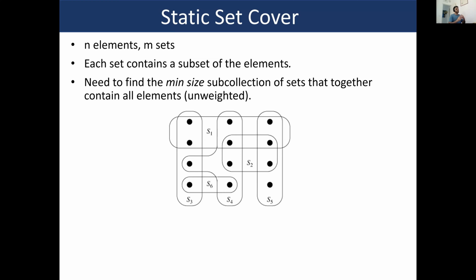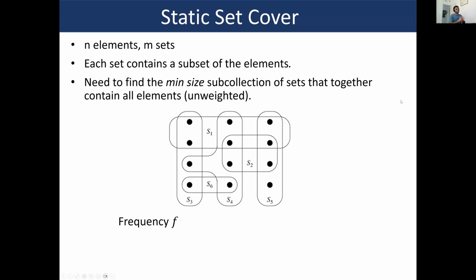In the weighted setting, each set will have a weight or a cost associated to it, and our goal will be to find the minimum total cost subcollection of sets that together contain all elements. I'll just focus on unweighted for the sake of simplicity in this video. So in this figure here, we have 12 elements and 6 sets.